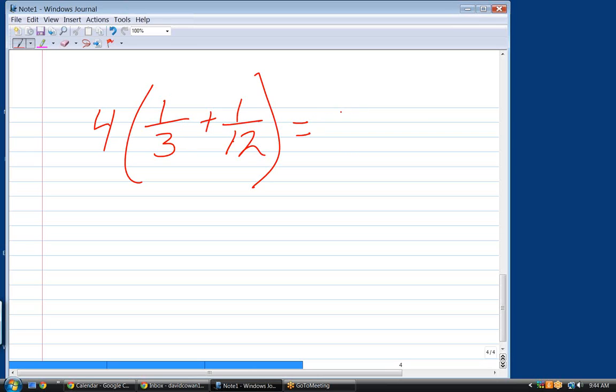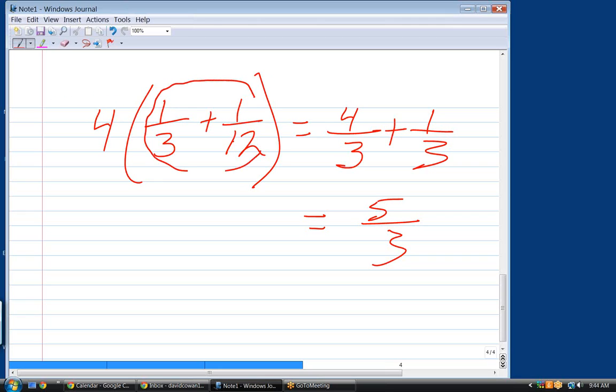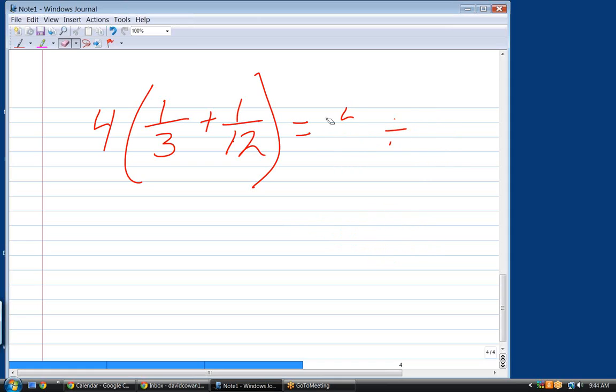What's 4 times 1/3? 4 over 3. And then what's 4 times 1/12? 4 over 12. Right? Well, 4 over 12 ends up being 1/3. So I can erase it and write 1/3. And now I've got two fractions that have the same denominator, and it's easy. So by distributing first, you kind of saved yourself the step of finding a common denominator and adding those two fractions first. So you always want to look for the easiest way to do these kind of things.